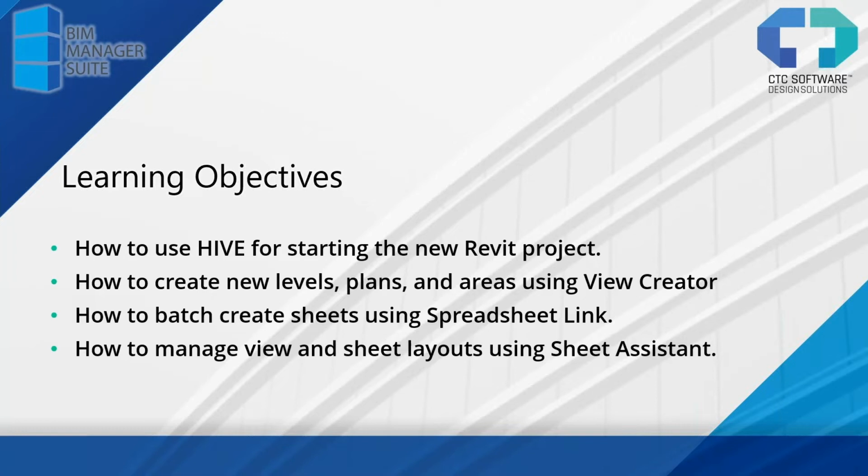First one will be HIVE and how we can use that to start our projects. The second app will be View Creator, and this will help us generate a bunch of our plan views to kind of get going. The third app will be Spreadsheet Link, and we will use that to batch create all of our sheets, or at least most of them. And the fourth app is one of our new apps called Sheet Assistant, and we will be using that to assist with sheet layouts and managing of views placed on sheets and various other little tidbits here. So that's kind of the outline for today.